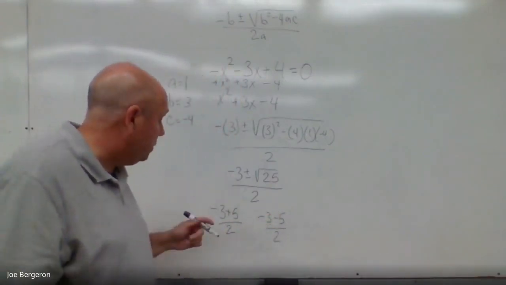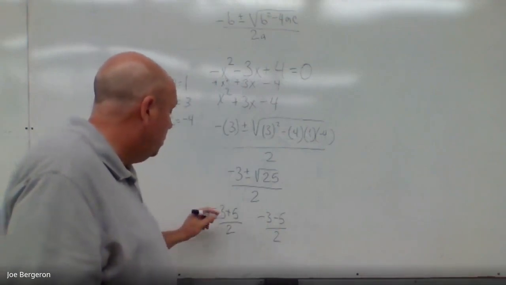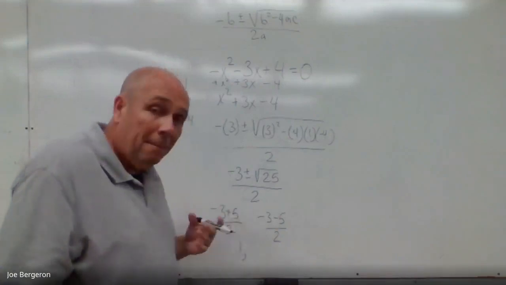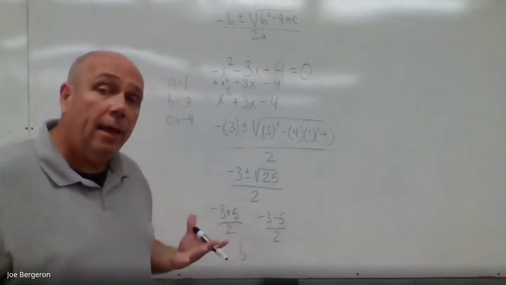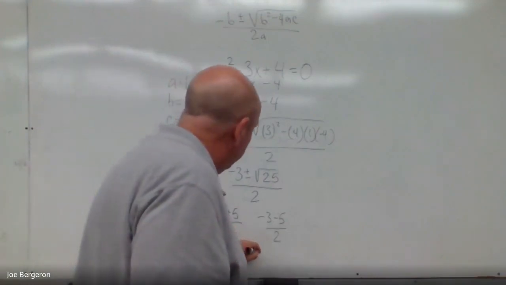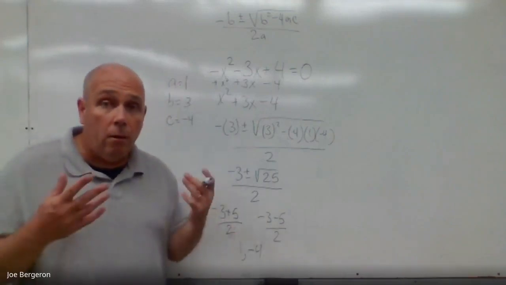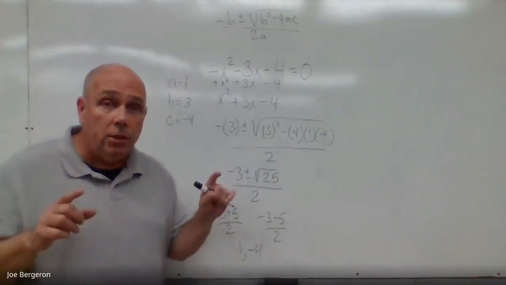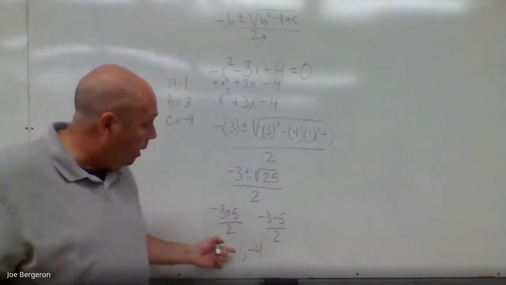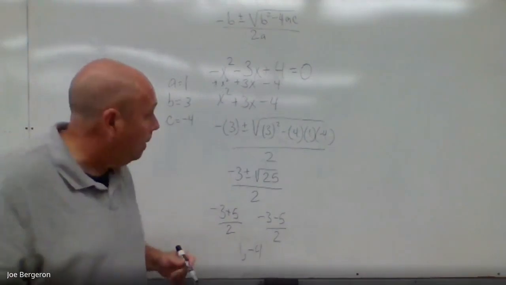What does that give us? Well, negative 3 plus 5 is 2. 2 divided by 2 is 1. And then negative 3 minus 5 would be negative 8. Divided by 2 is negative 4. Okay. So our zeros, where the quadratic equation would cross the x-axis, would be at 1 and negative 4. Okay.